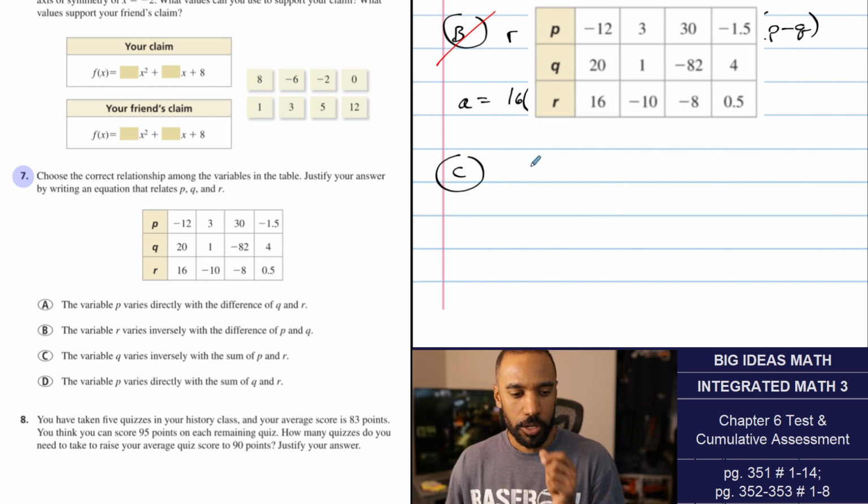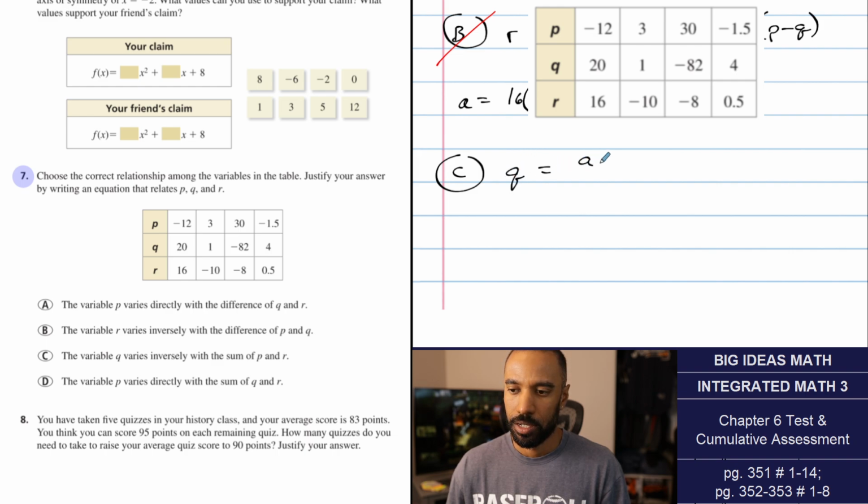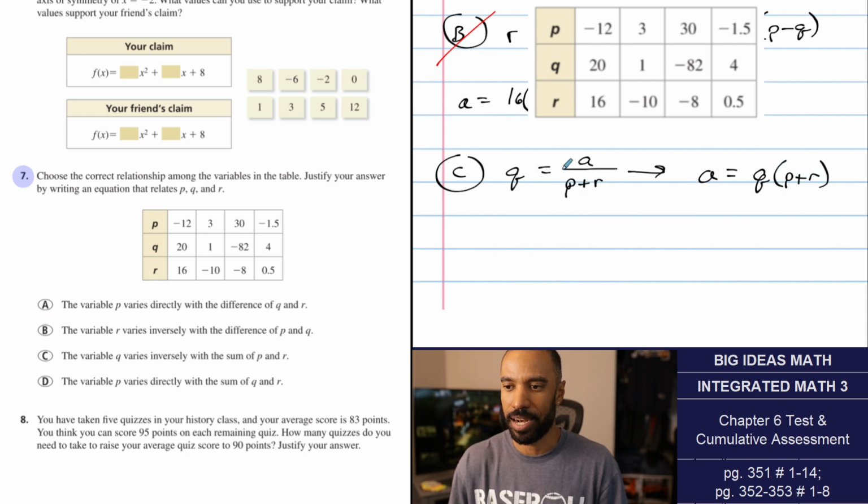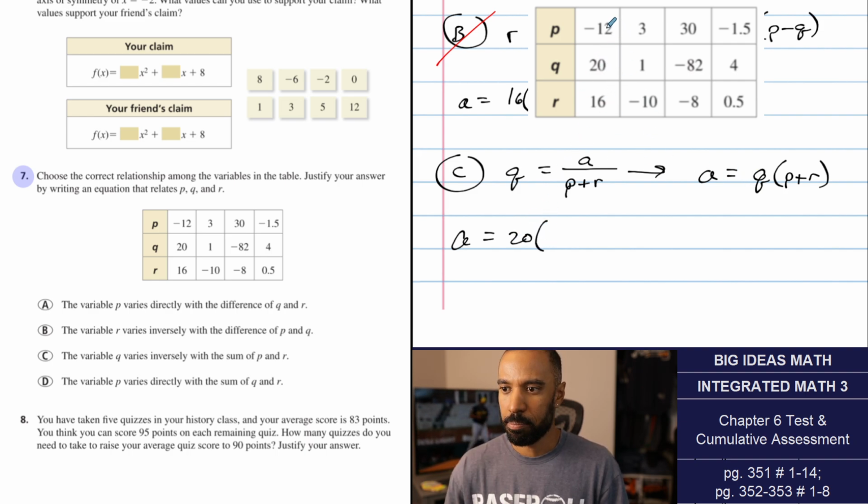The variable Q varies inversely with the sum of P and R. So A would be Q times P plus R as a constant. Let's test that constant. So we're going to check A is Q, 20, times P plus R.